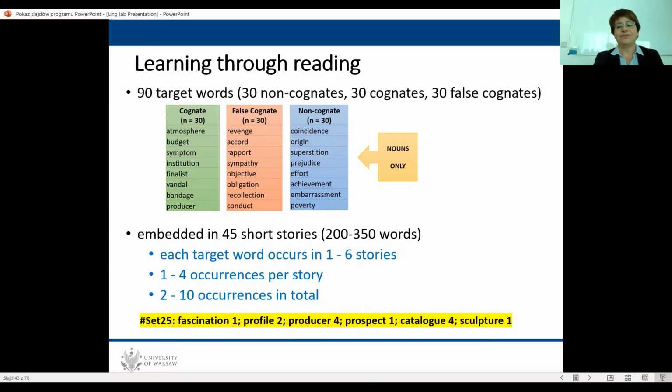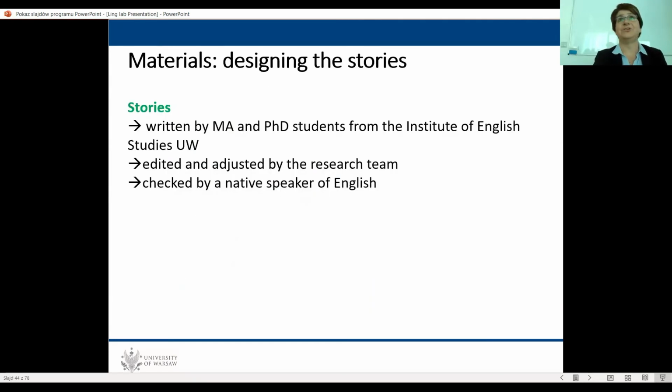And we created completely random sets out of those words. You can see set 25 here. Fascination was used once, profile twice, producer 4 times, prospect once, catalog 4 times, and sculpture once. So completely randomly assigned to certain sets, and then we asked our MA students and PhD students to create texts, which were then checked by the native speaker and so on.